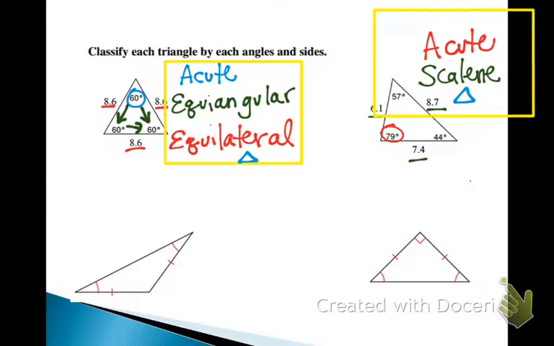So, notice this. What was the largest angle? 79. What was the largest side? 8.7. What do you notice about their locations? They're opposite of each other. What's the smallest side? 6.1. What is 6.1 across from? 44. What do you notice about 44? It's the smallest angle. That will always happen. Every side will correspond with the angle across from it and vice versa.